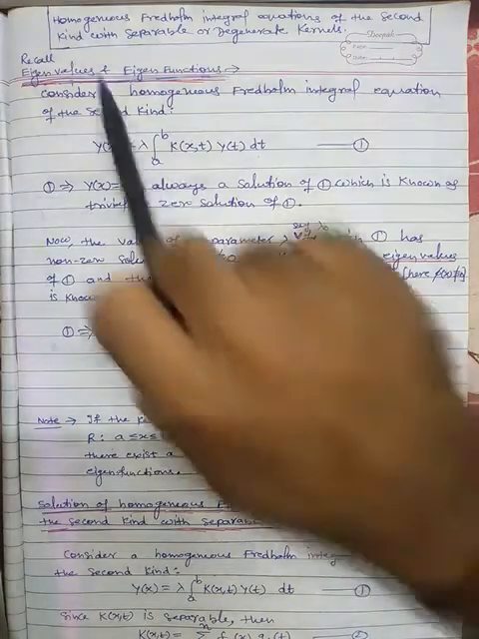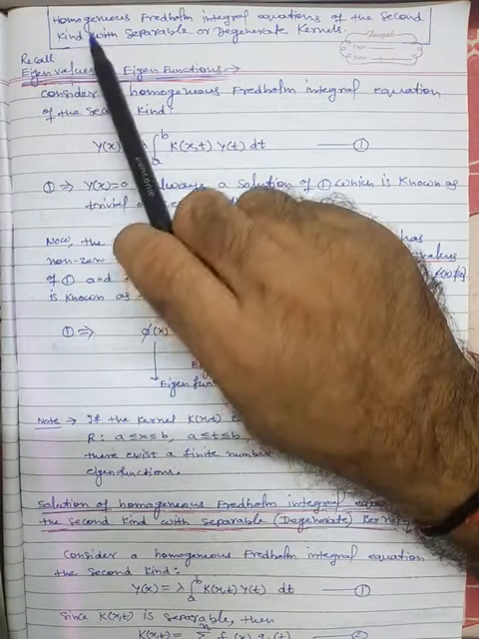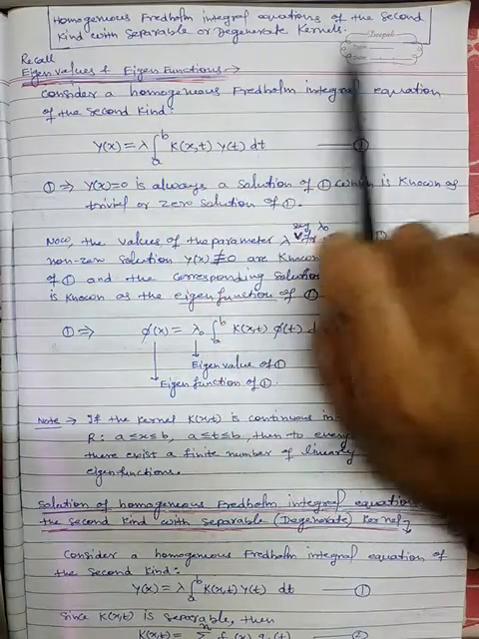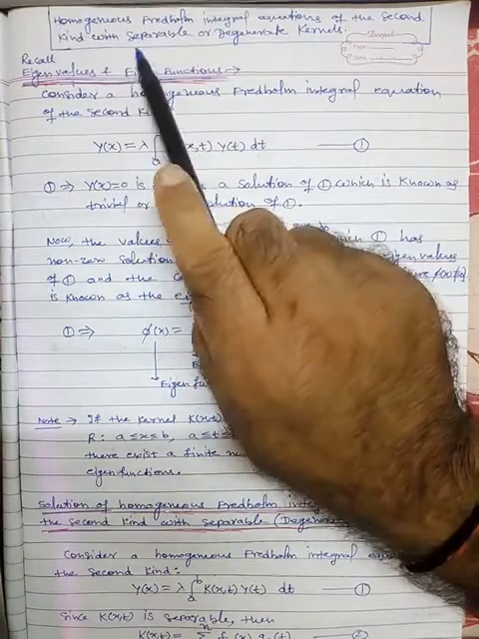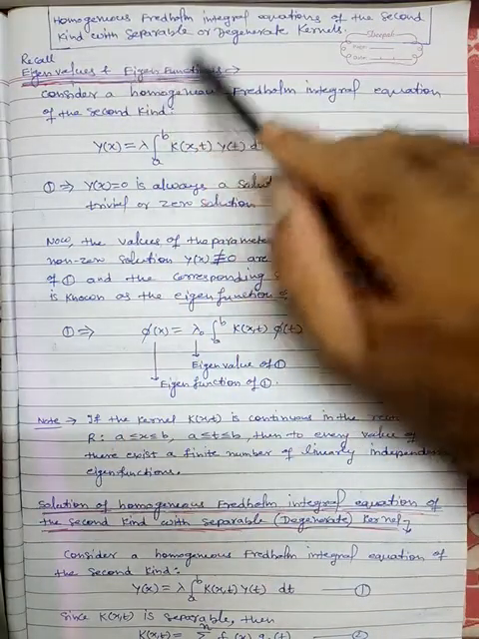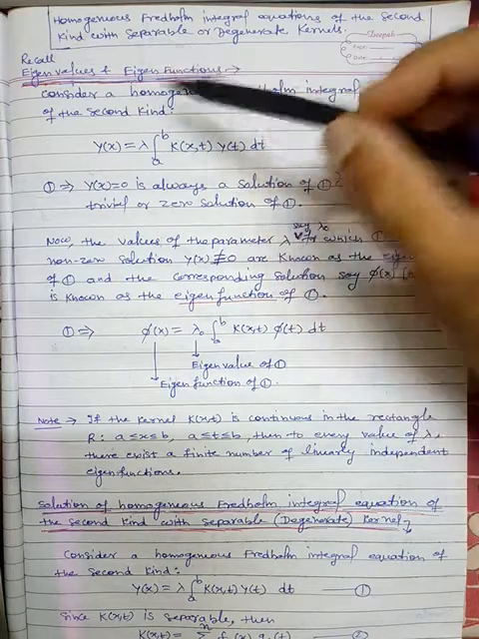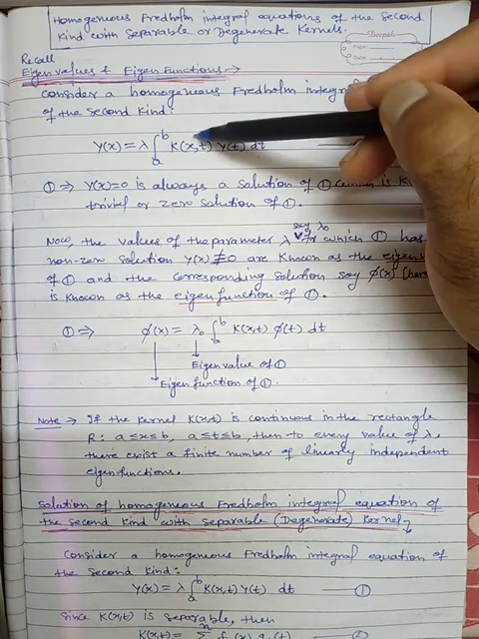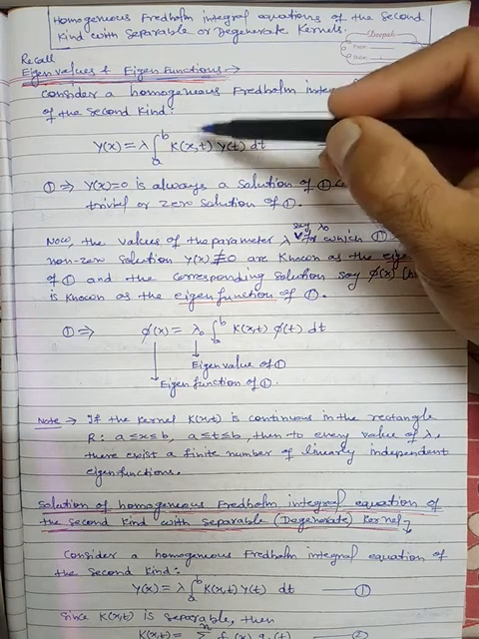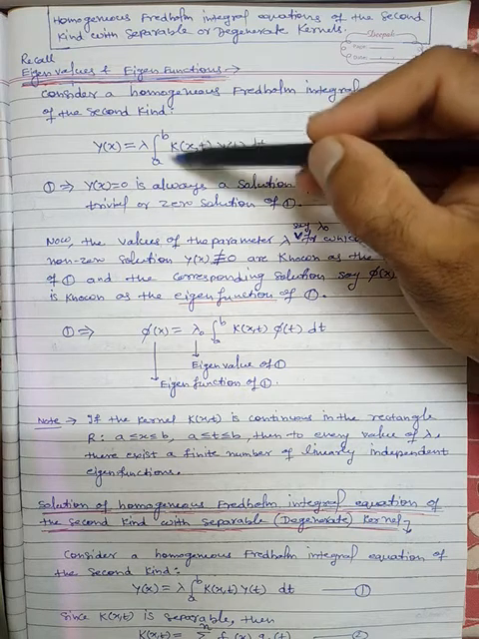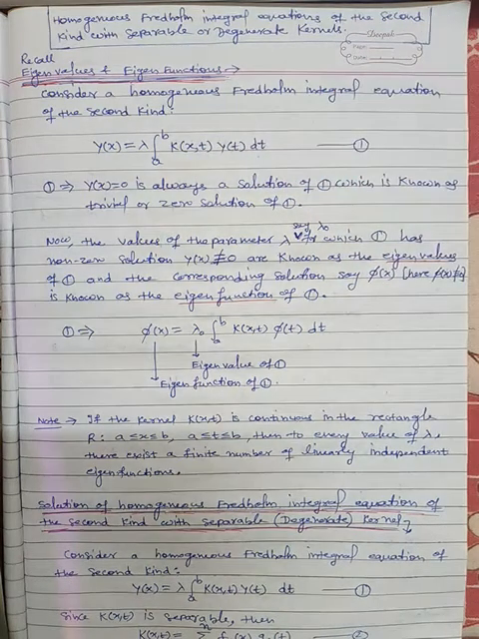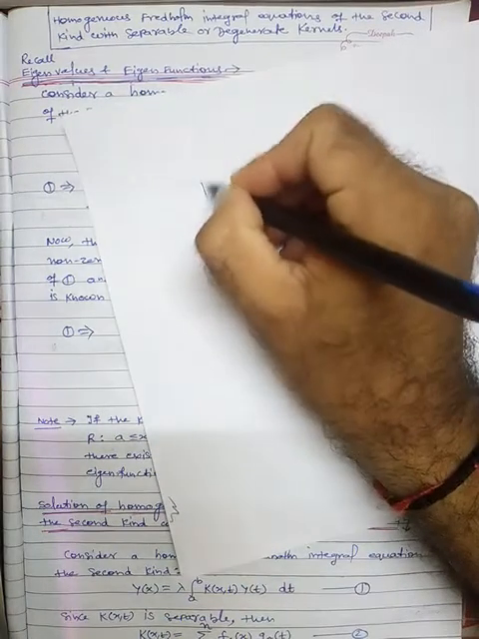Students, in this video, I am going to discuss how to solve the Fredholm integral equation of the second kind with separable or degenerate kernel. So here the kernel is separable. Separable means we can write this kernel K(x,t) in summation form, where each term is the product of a separate function of x and a separate function of t. Fine. So basically we are having this type of function.